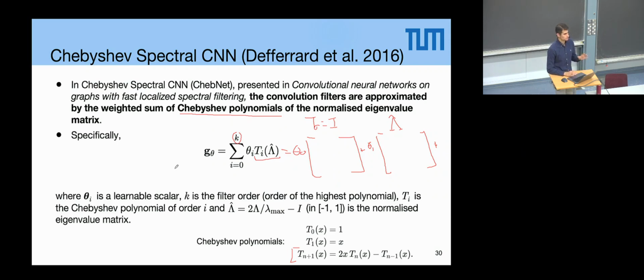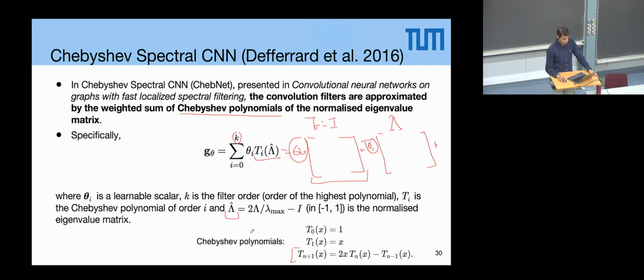Is this more or less clear? I think it's simple. So we are just rewriting our filter as an expansion of Chebyshev polynomials. And now the learnable weights are not the elements of the diagonal matrix. This matrix is fixed. It depends on the adjacency of our matrix. And the learnable parameters are going to be these weights or coefficients of the expansion.